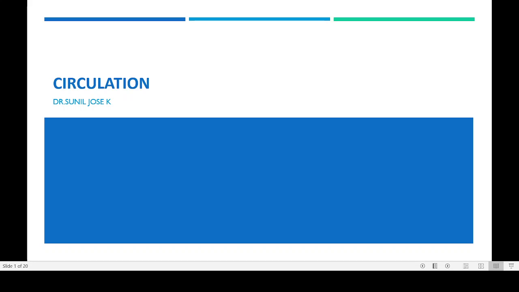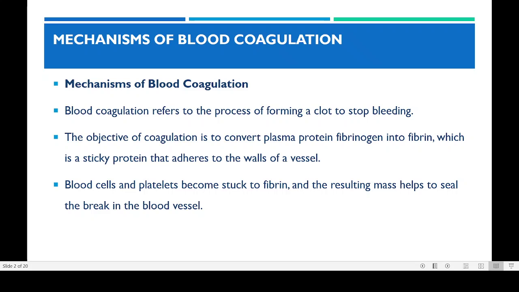Okay, so in this section, we are mainly dealing with blood coagulation. Blood coagulation basically means blood clotting. That is the meaning of the word blood coagulation. You might have heard about the term blood coagulation for a long time.